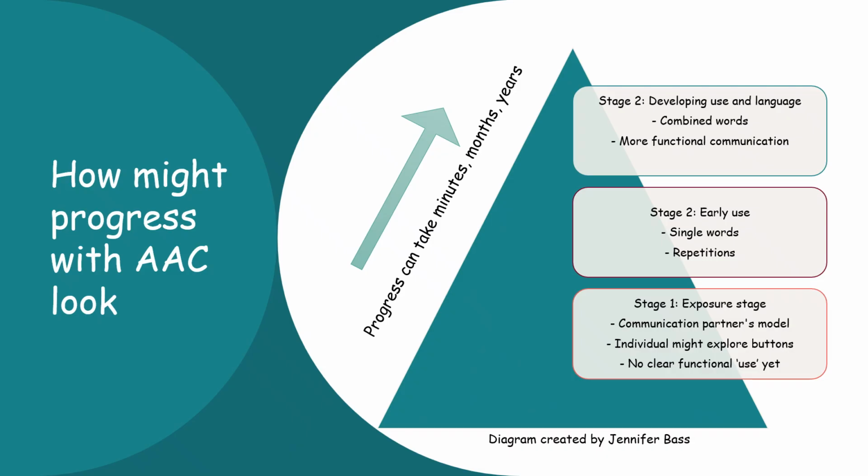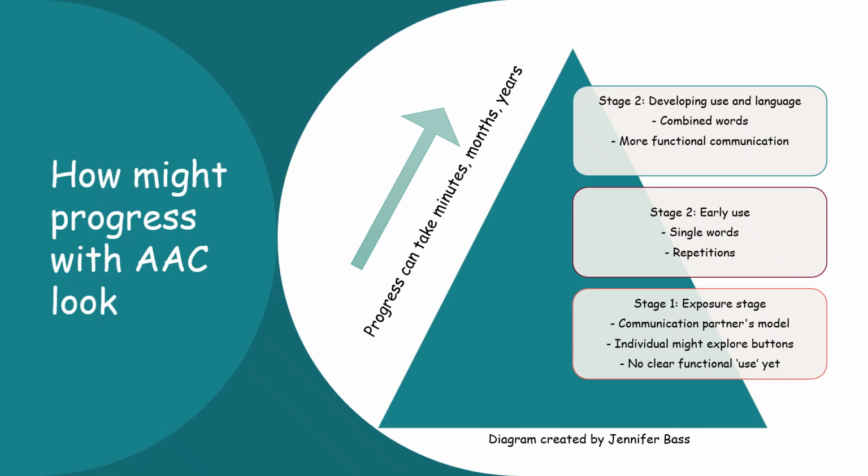Okay, so how might we progress with AAC? Now, this diagram is just one that I've pulled together based on lots of different sources. It's important to note that this is not a scientifically based or clinically based diagram. It's just an example of how a child might progress with AAC. An important word here is might, because every child's journey is very different. So if we look at the bottom of our triangle, stage 1 is the exposure stage, which we spoke about before, and the child here is mainly learning from the communication partners around them, so staff, mum, dad, auntie, uncle, brother, whoever's around them.